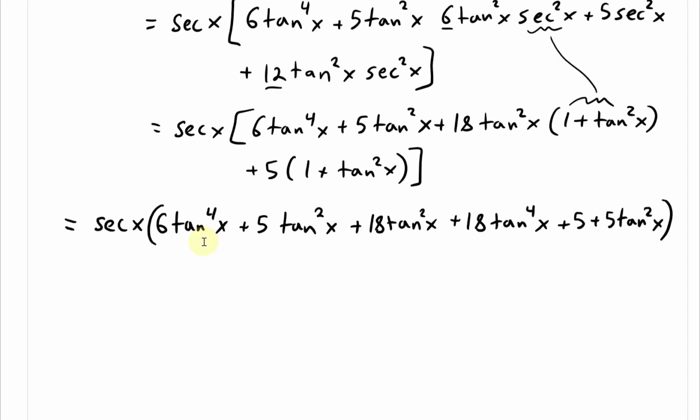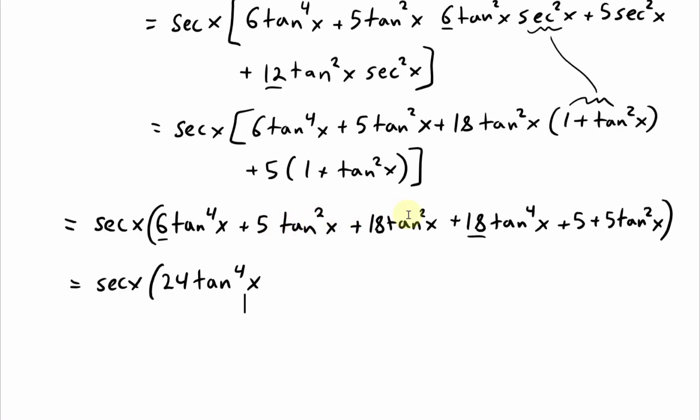Alright, so let's continue further. Now I'll move it all over here. Now let's add up all the like terms. So this equals secant x, and I'm going to put the biggest powers first, to the power 4. So 18 plus this 6 right there is a tan 4. That equals 24 tan to the 4 of x, like that.